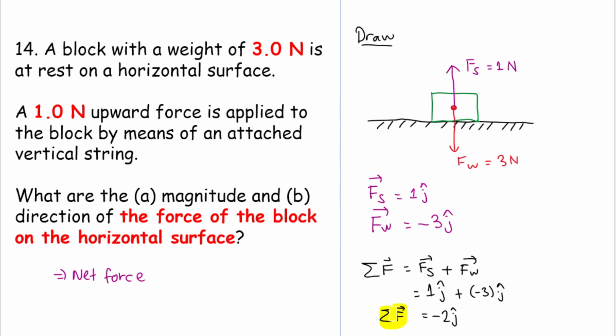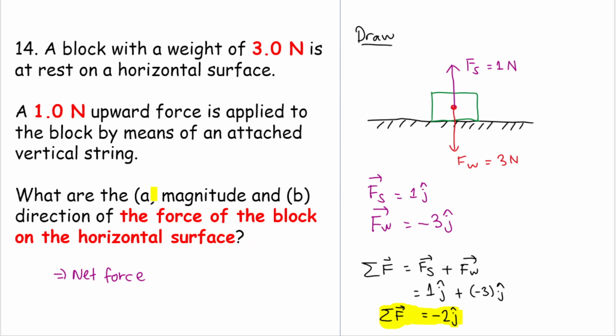So this one is in unit vector notation, but we need to find out the magnitude and direction. Okay, so from this one, we can have the magnitude. So the magnitude of the force will obviously be 2, right? We only have it in the downward direction. So we'll have 2 Newton as the magnitude of the force. So this is the answer for question A.